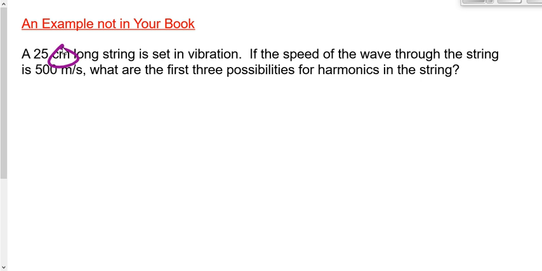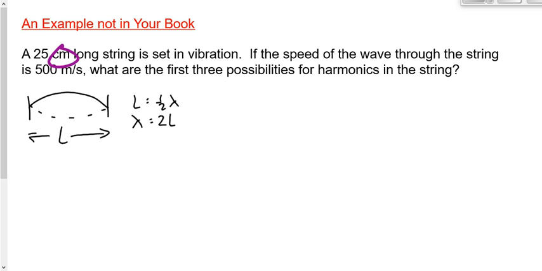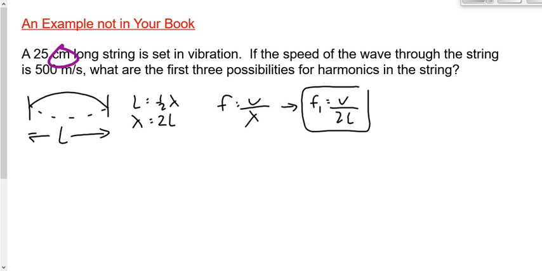I'm going to draw a picture of that, and I'm going to derive the equation because it doesn't appear on our data sheet. The more we derive it, the more likely we are to be able to do it on a test. This is the length of the string, and the length of the string is half of a wavelength. Lambda is therefore equal to 2 times L. F is equal to V over lambda, which is V over 2 times L. There's my equation for the first harmonic.